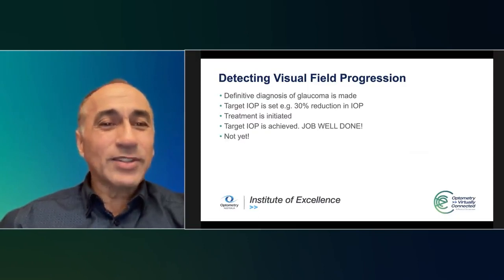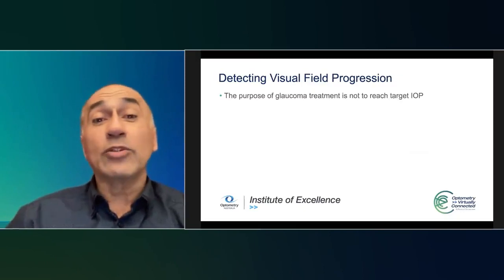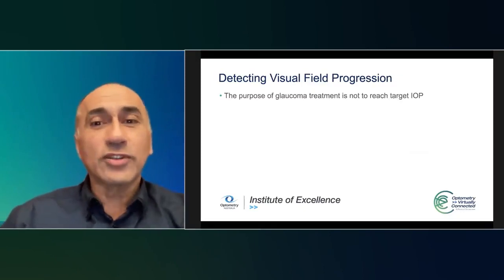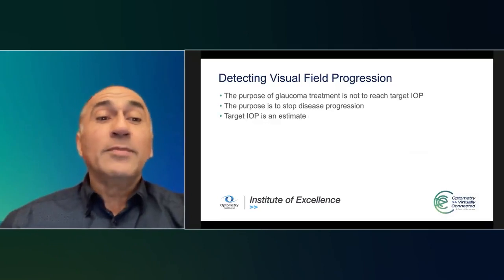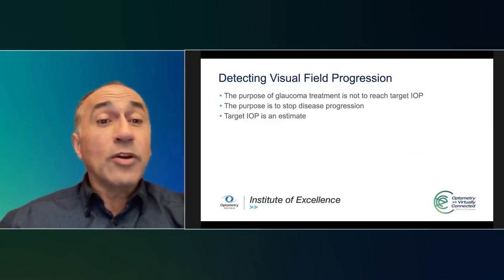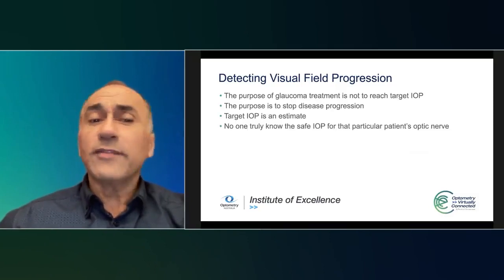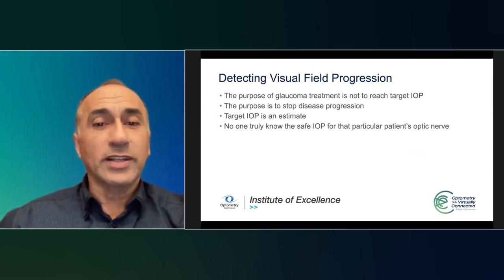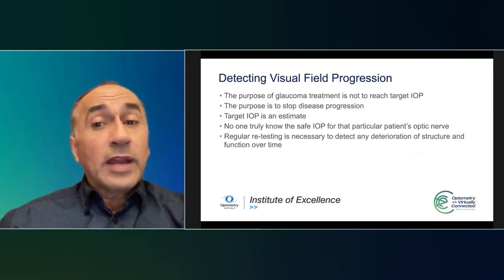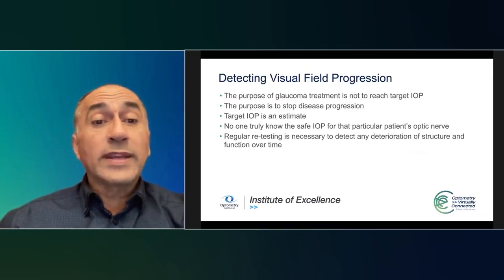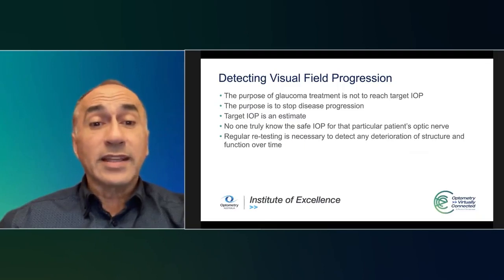Not yet. You can't pat yourself on the back yet, because the purpose of glaucoma treatment, as I said, is not to reach target pressure. The purpose is to stop disease progression, because target pressure is an estimate of the pressure that's going to keep that optic nerve safe, but no one can truly know the safe pressure. So the only way we know if the patient is stable or not is to regularly retest those 3 things we talked about at the start of this lecture.